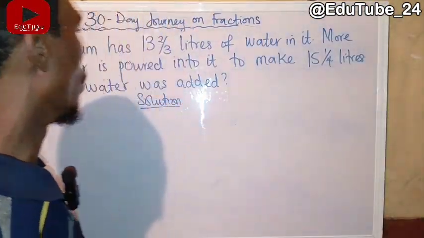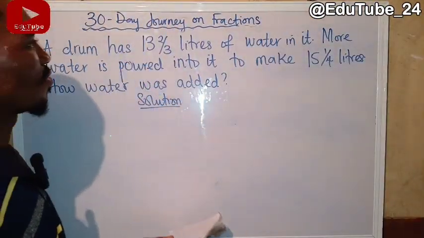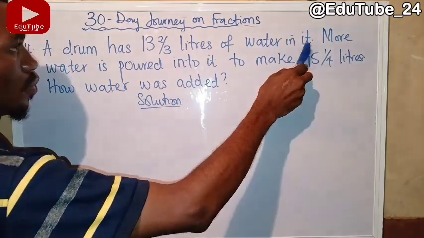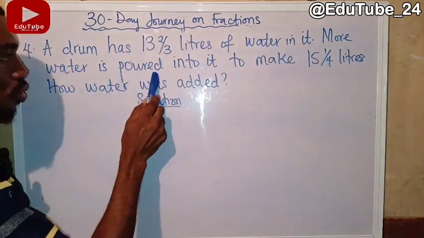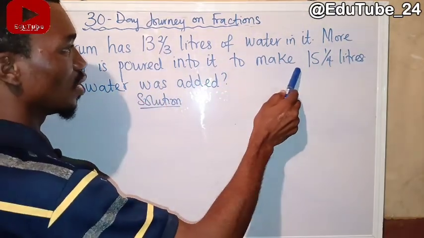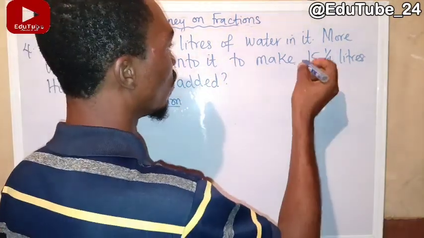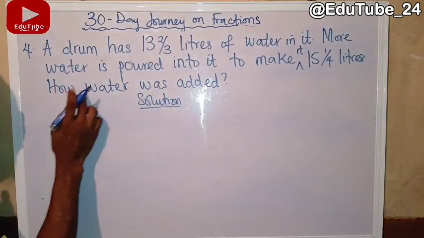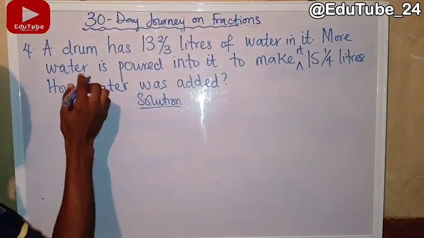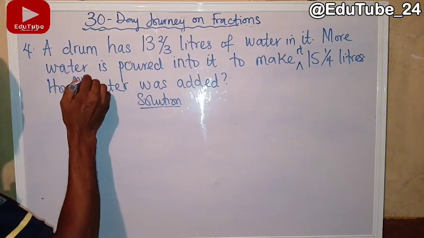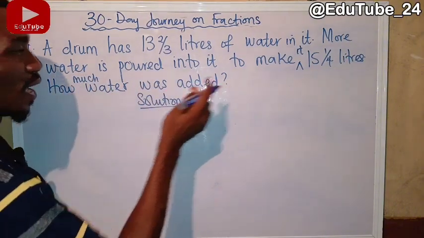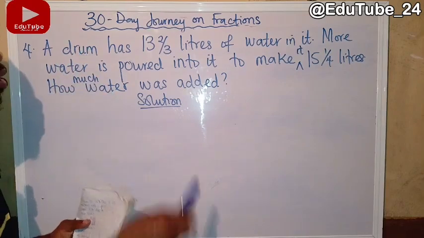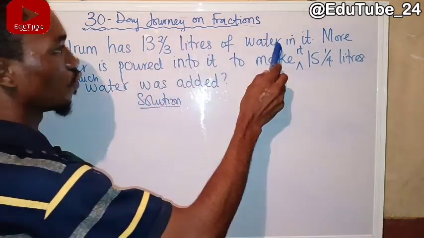Now, question number 4. A drum has 13 whole number 2/3 liters of water in it. More water is poured into it to make it 15 whole number 1/4 liters. Now, the main question: how much water was added? Let's read the question again. A drum has 13 whole number 2/3 liters of water in it.